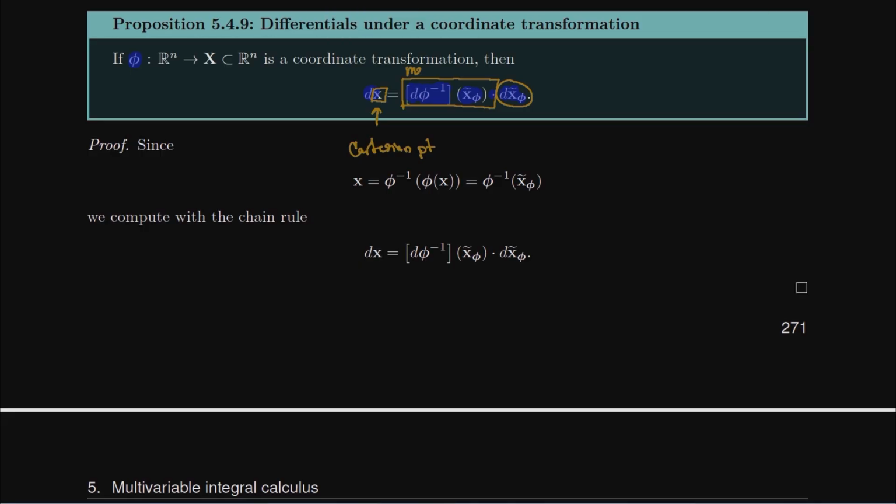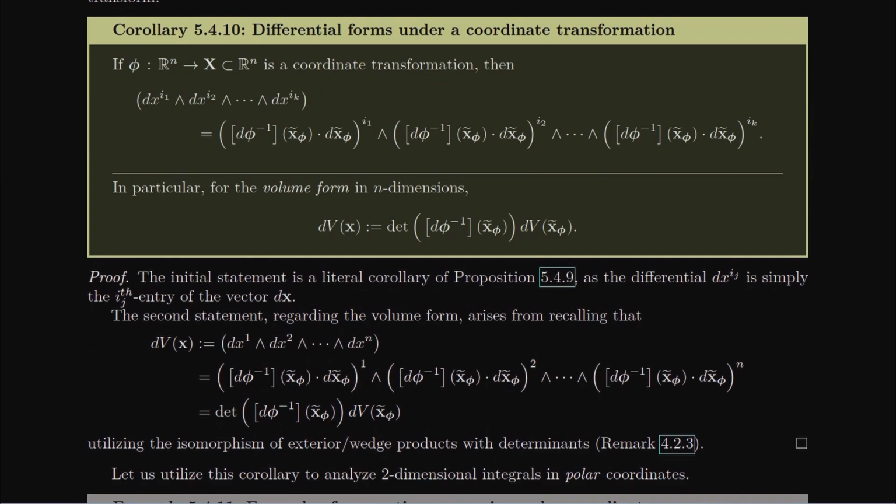So we pick up this matrix of d phi inverse. That's really what we want to keep in mind: if we transform a variable in an integral, the price we pay is the matrix of the inverse of the coordinate transformation. So the price we pay is going to be the matrix which is the differential of the inverse coordinate transformation. Now this has a very important role, specifically when we deal with the volume form.